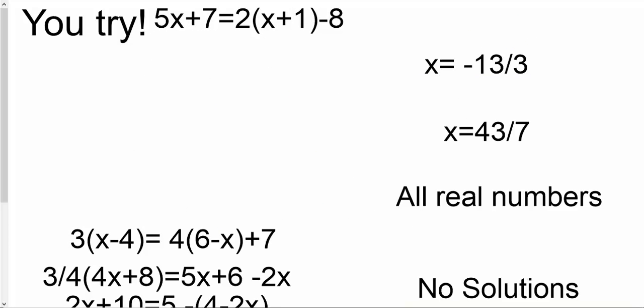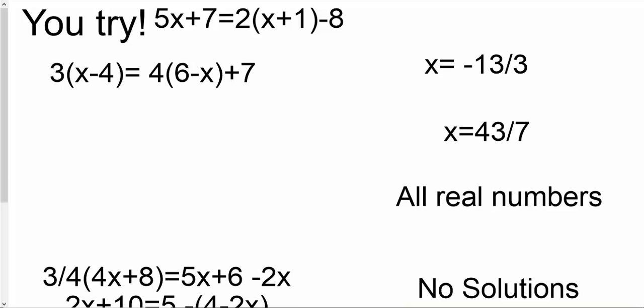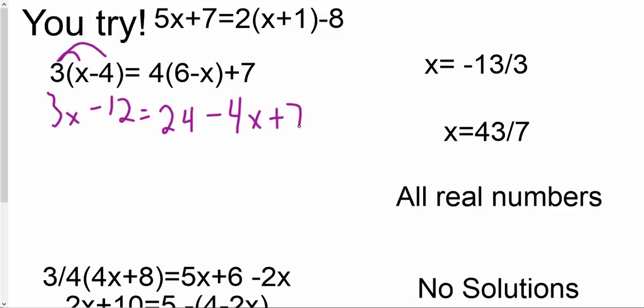So in our next problem, we have distribution on both sides. So I'm going to do the distribution on the left first. This gives me a 3x minus 12. And on the right-hand side, this is going to give me a 24 minus 4x, and then plus 7. Again, I'm going to simplify my side before trying to move any variables over. So I need to combine the 24 and the 7 because they're like terms. I'm not going to combine my 4x, or negative 4x, with it, because it has an x. So it's not a like term.